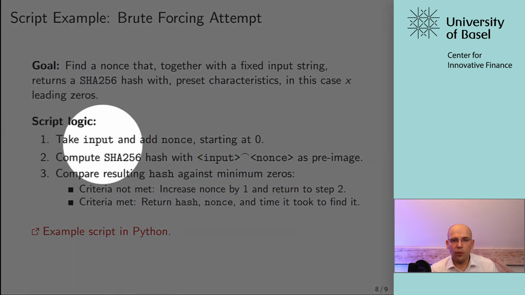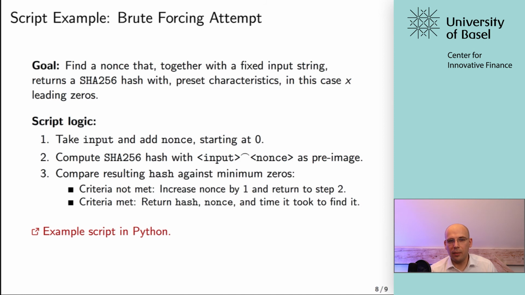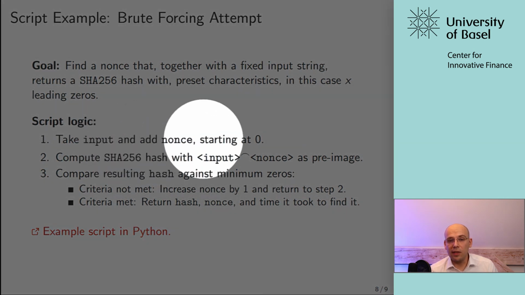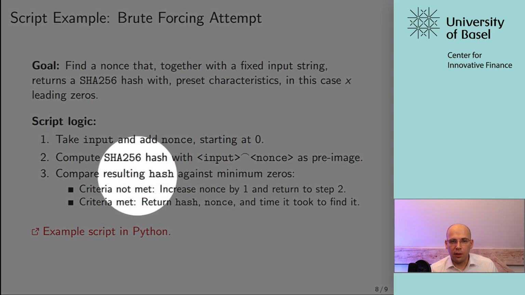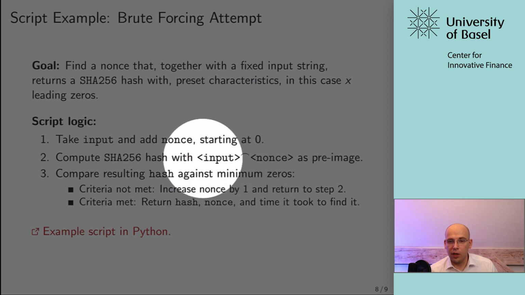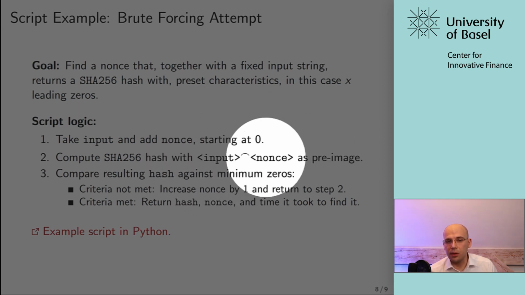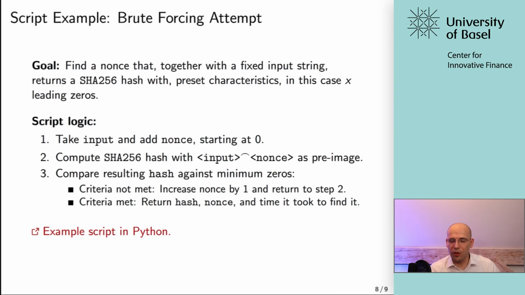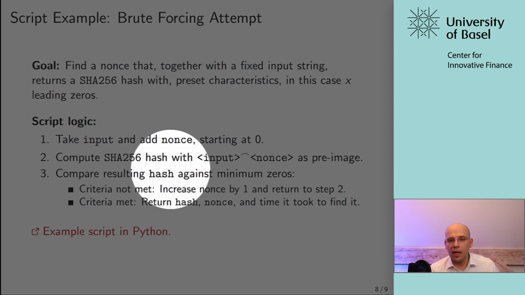So you take the input, that could be your name or whatever, the pre-image, and add a nonce. You concatenate it, starting at 0. Then you compute the SHA-256 hash value from your input pre-image plus nonce. So you concatenate that. That would be your pre-image, because you also need the nonce, of course. And then you compare the resulting hash against the minimum number of zeros.